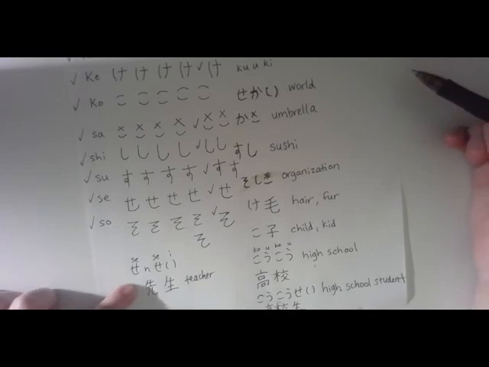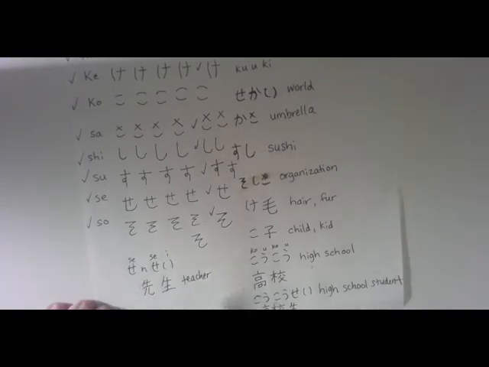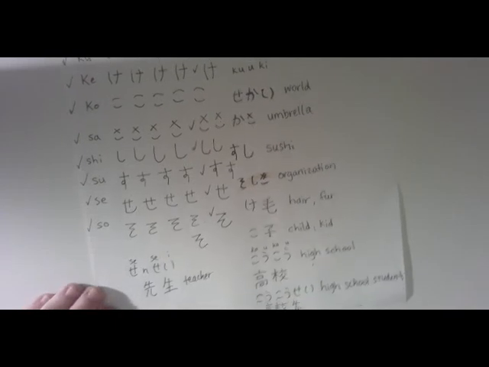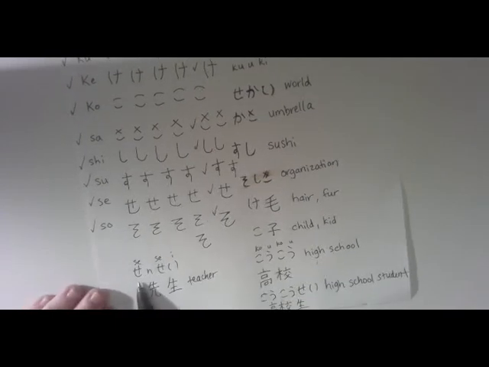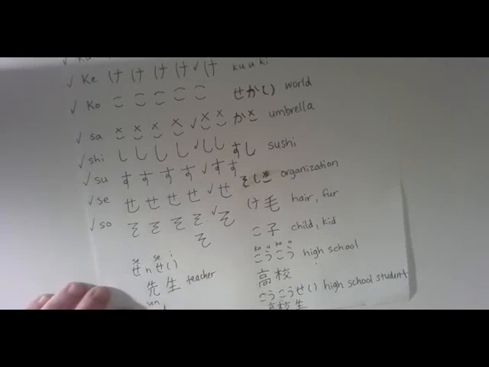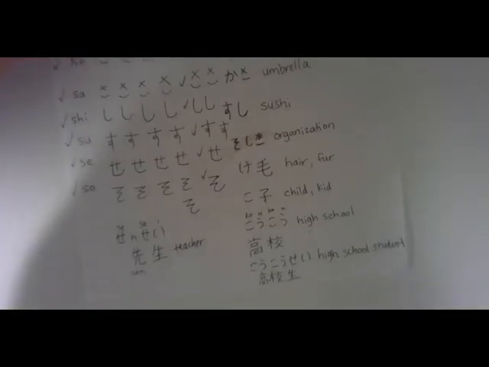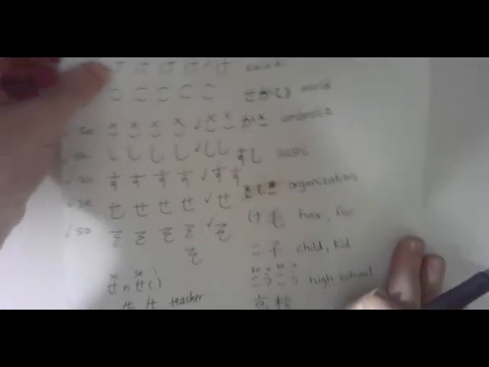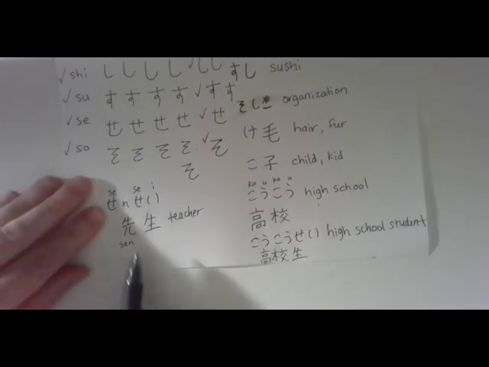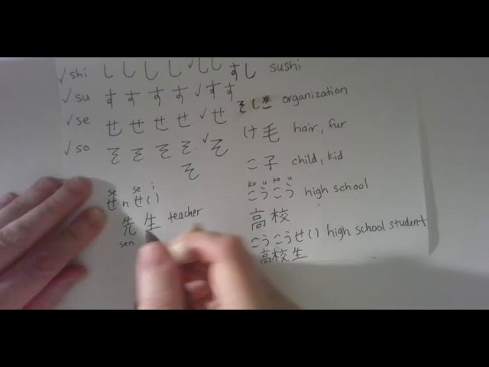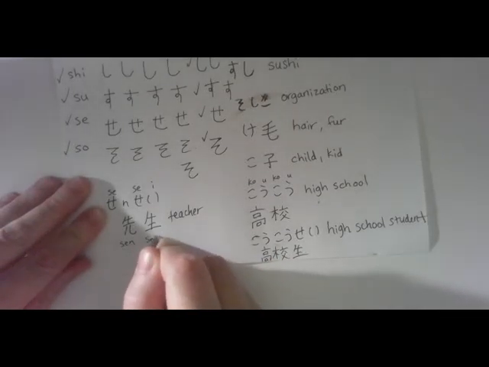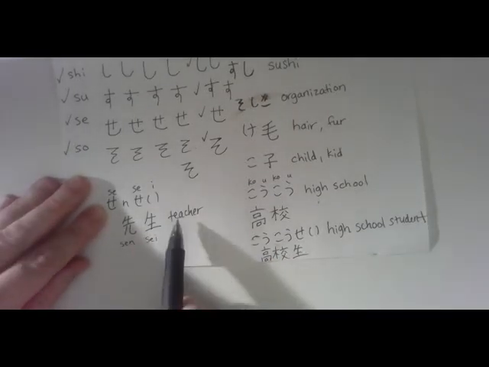And then this one here is sensei. But I haven't taught you this hiragana yet, so I just wrote an N for now. Sensei. And then this sen means before, and this one, sei, is student. So before the student is the teacher.